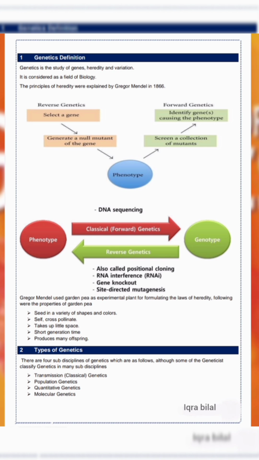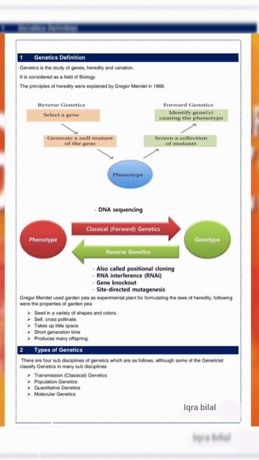Gregor Mendel used the garden pea as an experimental plant for formulating the laws of heredity. Following were the properties of garden pea: seeds in a variety of shapes and colors, self and cross-pollination, takes up little space, short generation time, and produces many offspring.